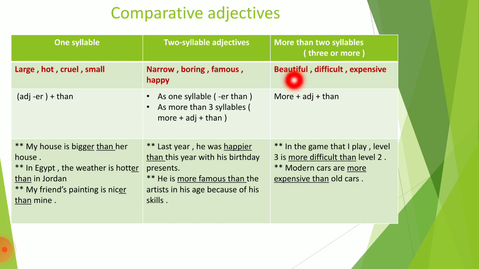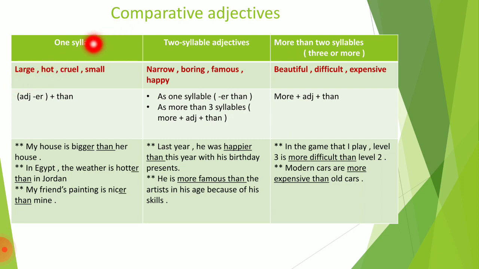لازم أقسمهم أو أصنفهم بحسب عدد الsyllables الموجودة فيها. Let's start with the one syllable adjectives. We have examples on the one syllable adjectives like large, hot, cruel and small. كل الadjectives الموجودة عندك هون هي عبارة عن صفات بمقطع واحد فقط.